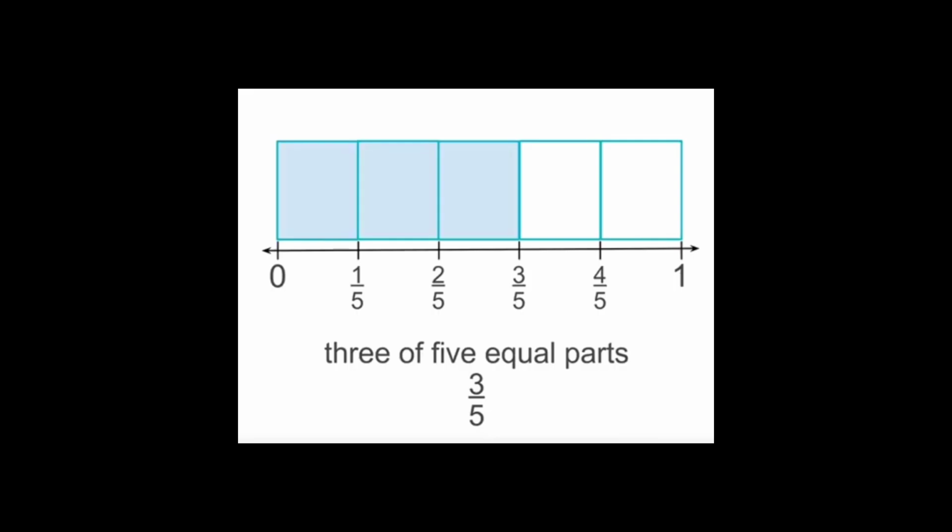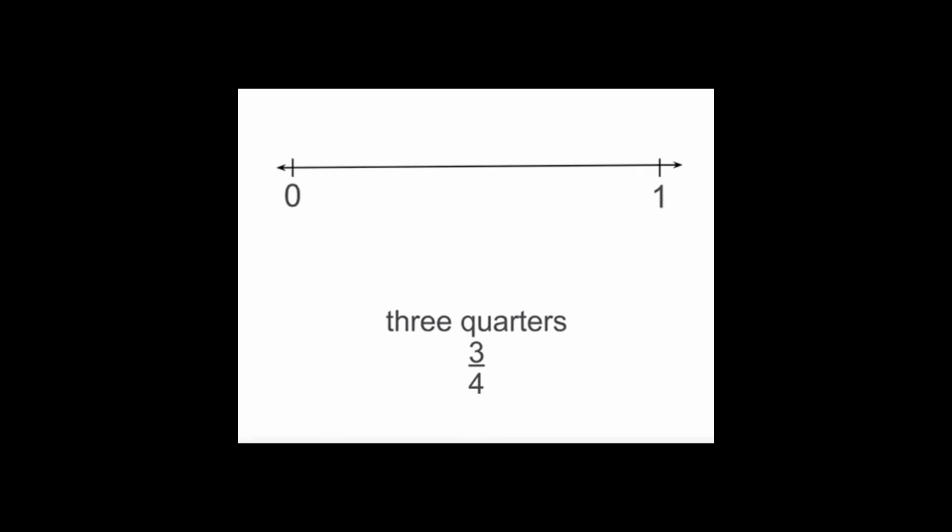So with 3/5, we divide the number line between 0 and 1 into 5 equal parts. 3/5 is the third point along the line. Now can you imagine where 3/4 would be on this number line? To work it out, we use the denominator to decide how many equal parts to divide the line into. So in this case, 4 equal parts. Then we can count along to indicate 3/4.